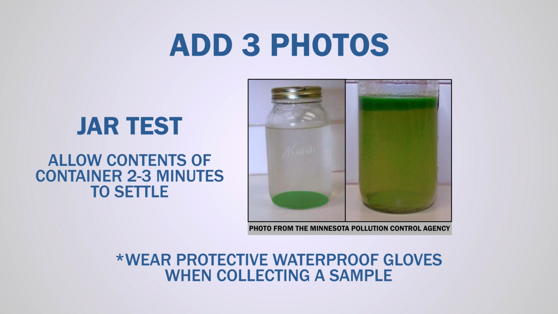Before you take the jar test photo, allow the sample to settle for a few minutes to allow the cyanobacteria to float to the top, while green algae settles to the bottom. After a few minutes have passed, take a photo of the container and add it to the app.